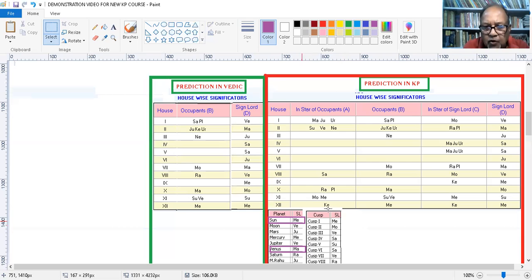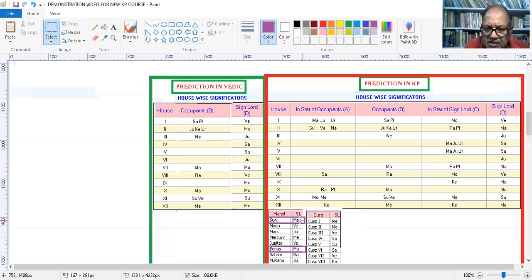Whether the sublord is signifying good or bad, whether the sublord has got positive significations or negative significations, according to that, the result of Sun is to be read. Say, for example, Mercury is the sublord of Sun. Sun is giving the result of the second house. Suppose hypothetically Sun Antardasha is on. We are seeing the status of the native, okay? So Sun is giving the status, accumulated wealth.